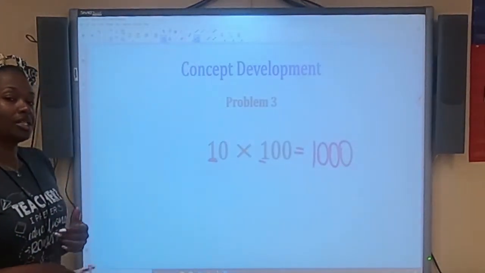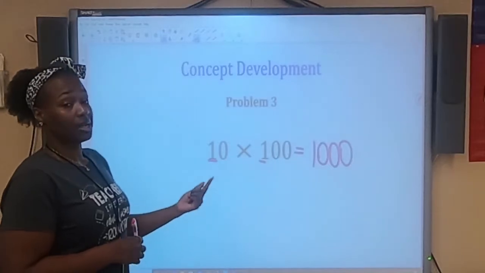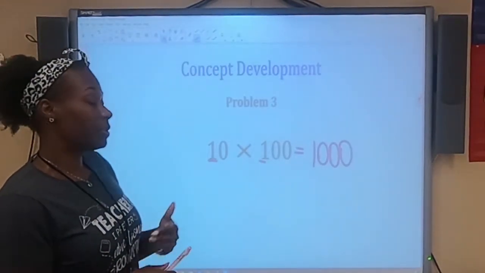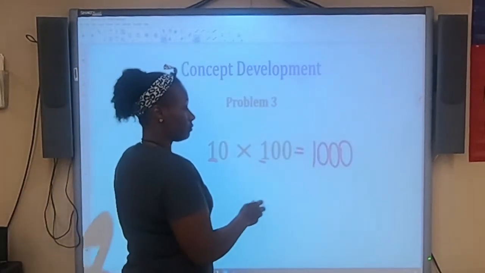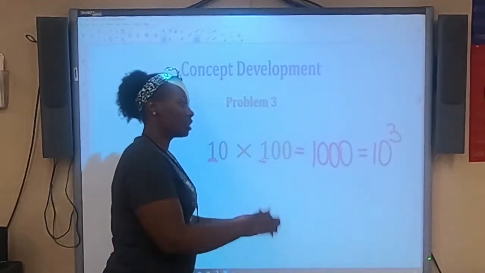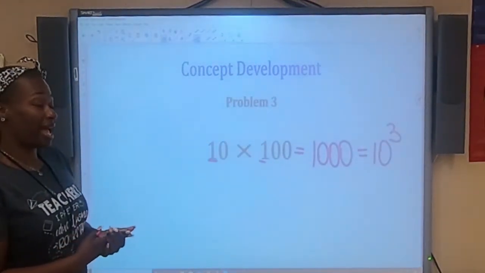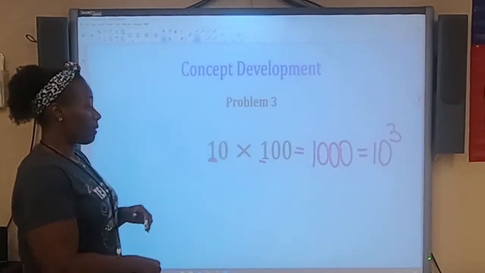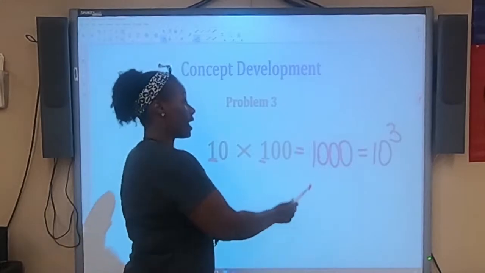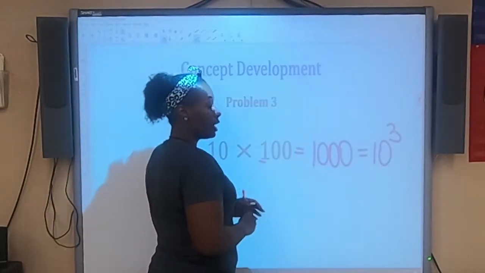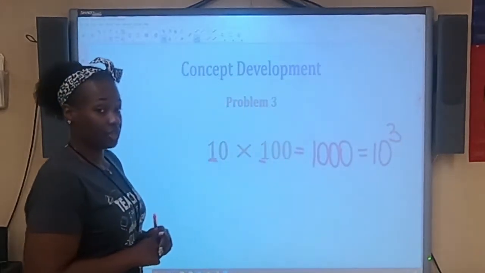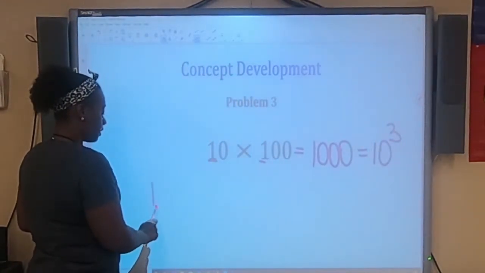Okay. Well, I just taught you how to write that standard form in exponential form. So what do you think the exponential form for 1,000 would be? It would be 10 to the power of 3. Notice my zeros still match my exponent. In my problem, I have 1, 2, 3 zeros. In my standard form, I have 1, 2, 3 zeros. In my exponential form, my exponent is 3. They all match.